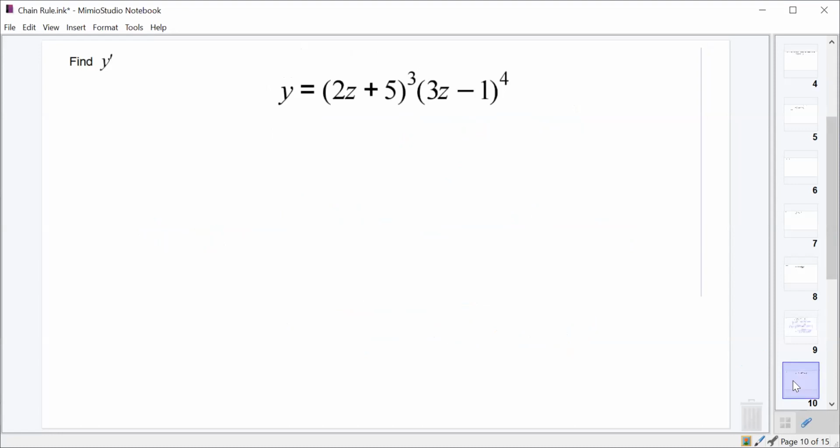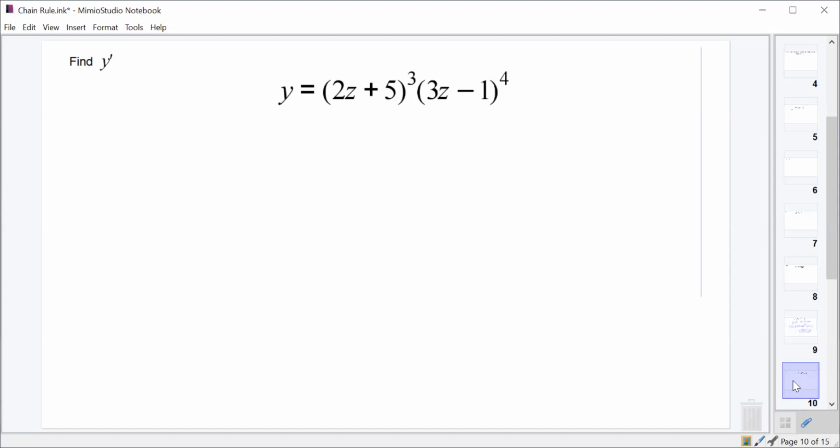So y equals 2z plus 5 to the 3rd times 3z minus 1 to the 4th. How are we going to do this? Both the product rule and the chain rule. That's right, product rule, and then the chain rule within it.